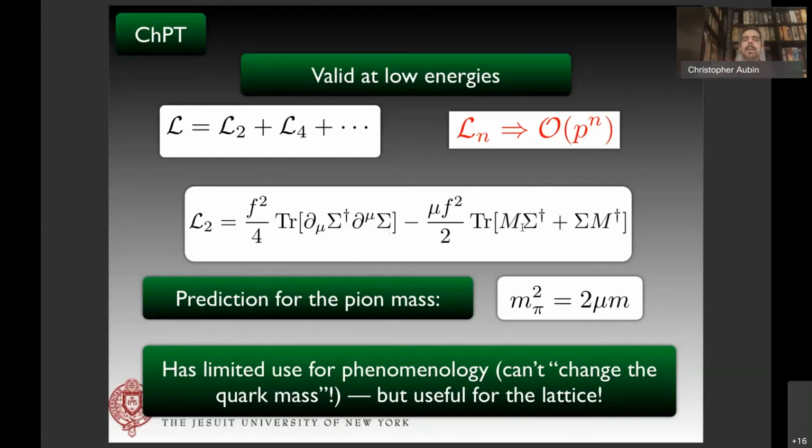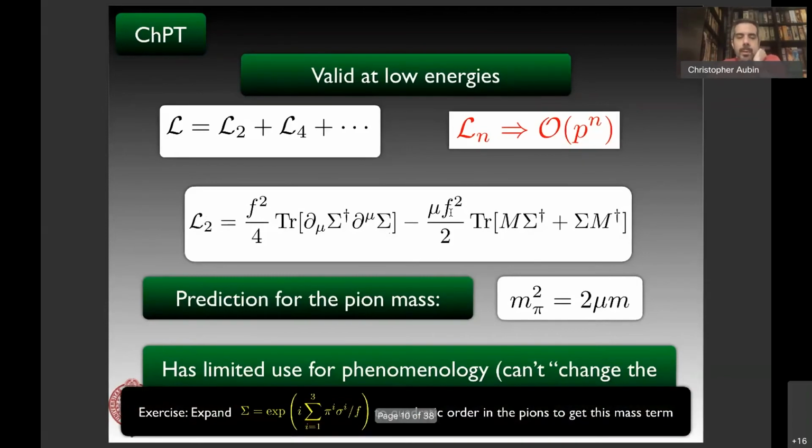And so let's assume that the up and down quarks have the same mass. Okay, so this capital M matrix is just little m times the identity. Then you can easily expand these out and show that the pion mass squared should be proportional to the quark mass. Okay, this is limiting for phenomenology. You can't change the quark mass, right? The quark mass in nature is just the quark mass. And the problem with this prediction is that mu and f are low energy constants that are unknown unless we could solve QCD. And if we could solve QCD, we wouldn't need this.